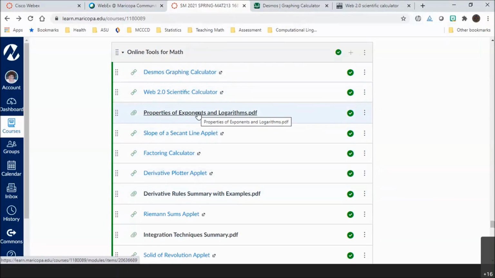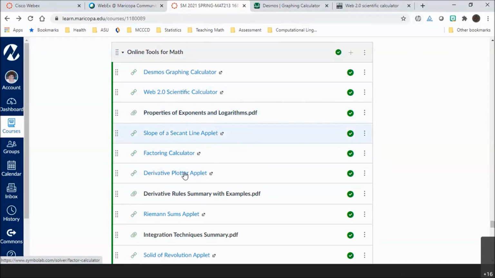Here's properties of exponents and logarithms. In case that stuff we talked about last week was a little hazy, in other words, why 1 over x can be written as x to the minus 1, fractional exponents, all that stuff, here's a short summary, and it's got some examples with each of the rules.